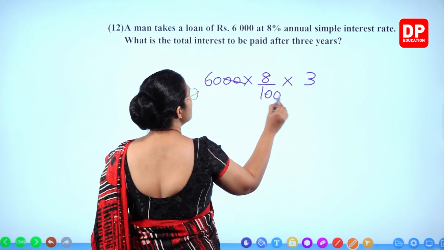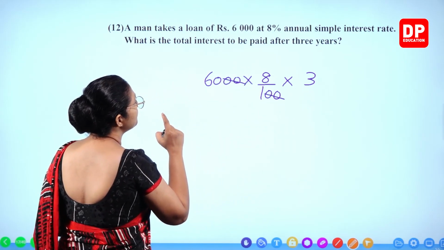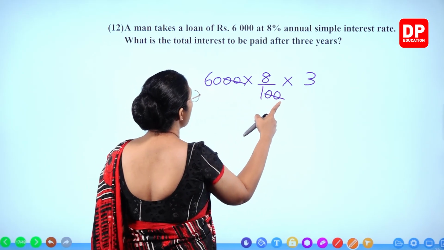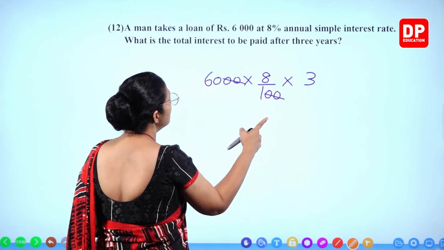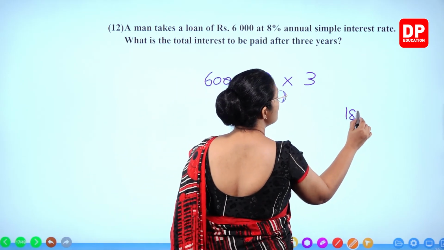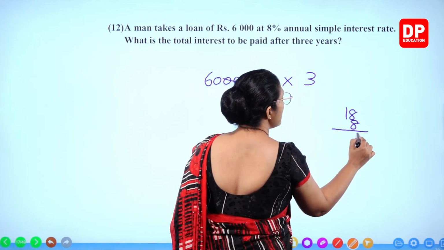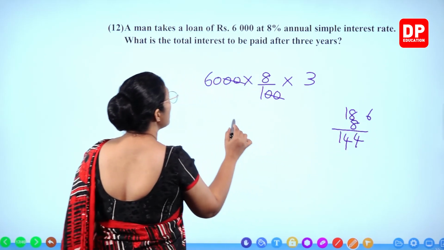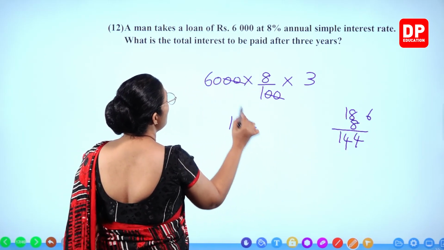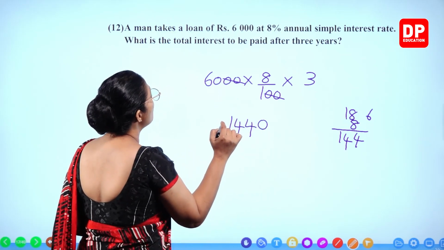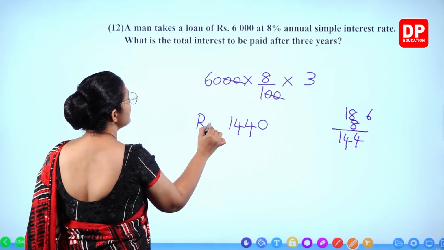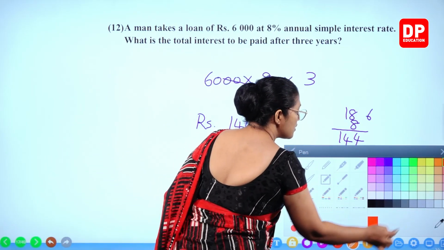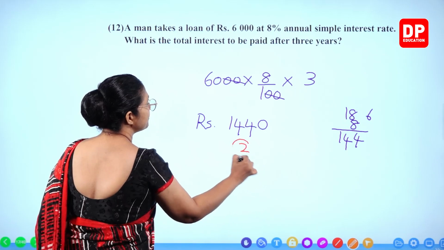So 2 zeros get cancelled out. 6 times 3. 18 times 8 you need. So 8 times 8, 64. 8 times 1, 8 plus 6, 14. So you get 144 and there's a 0. 1,440 rupees is the total interest. So you get 2 marks for that.